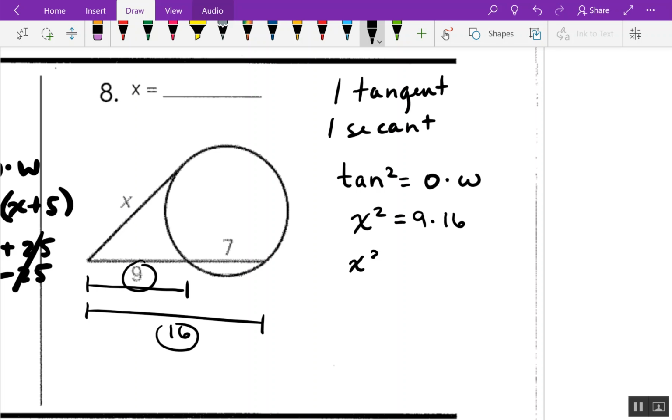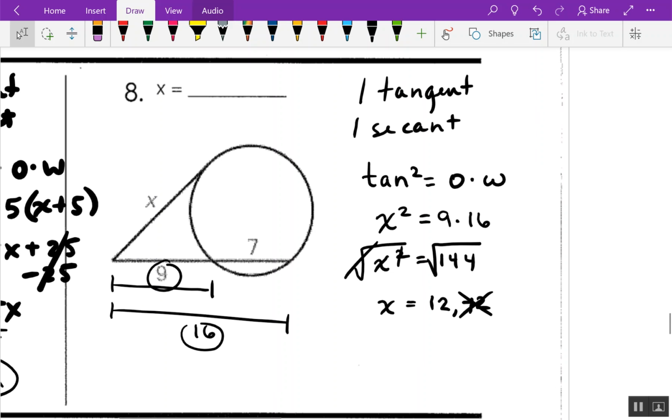All right, and who remembers how to solve for x when it's squared like this? If x squared equals 144, what is x? What do we take? We take the square root. The square root is going to get rid of the square, so you're left with x equals 12. It's 12 and negative 12, but it can't be negative 12 because length is not negative. Length is always going to be positive. Clear?